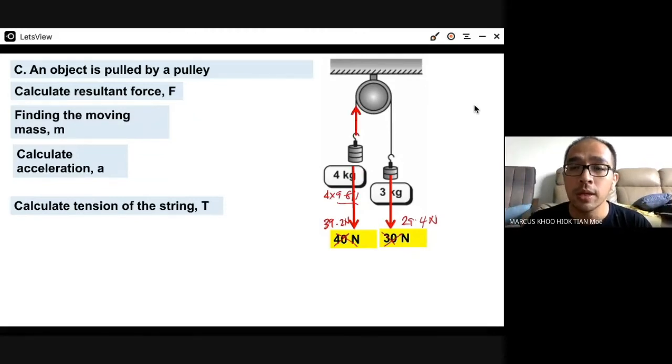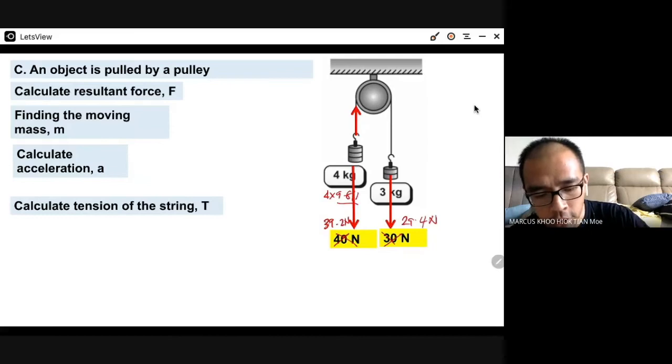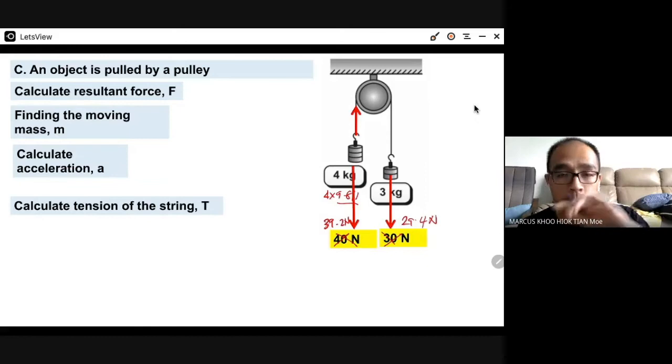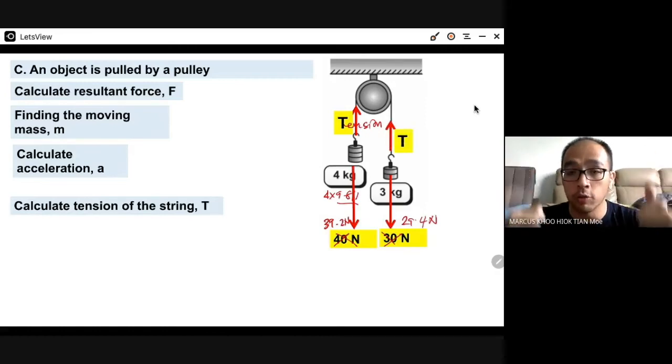So if you're talking about a string, if you're talking about a pulley, there's this upward force which is not a reaction force. The upward force is called the tension. Since this is going downwards here and this is going downwards here, there's going to be tension on both the strings. Both will experience tension, and the tension is the same value. No matter what happens, the tension will be the same value, because they are being pulled by the resultant force.